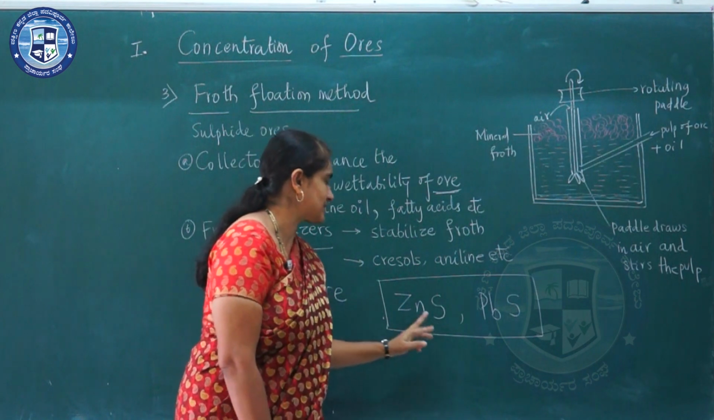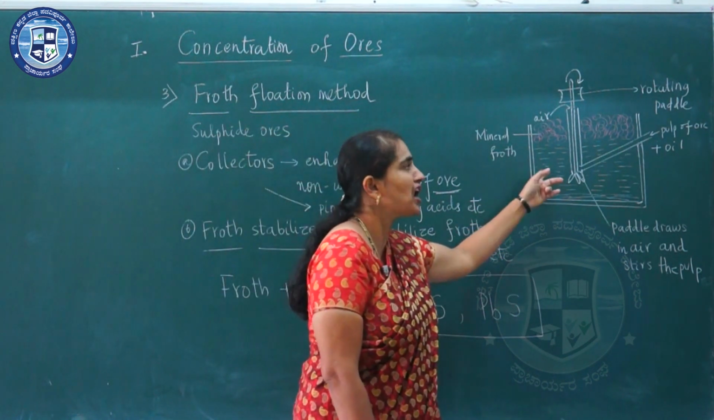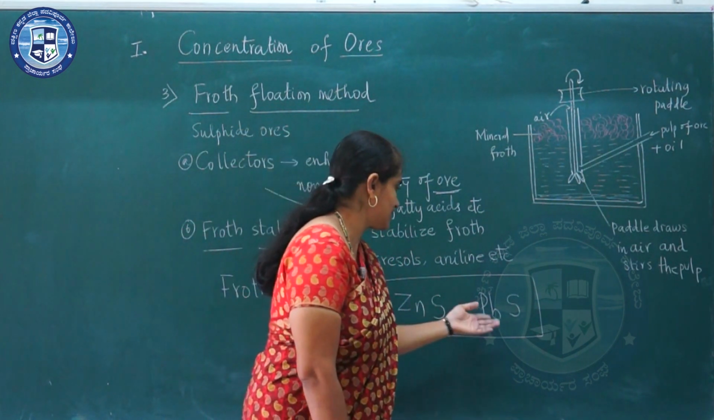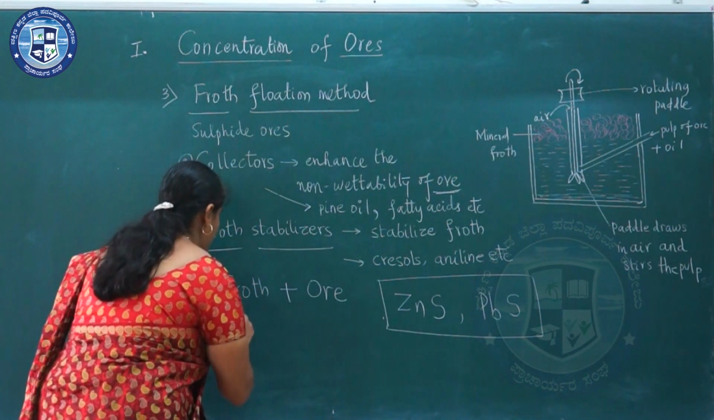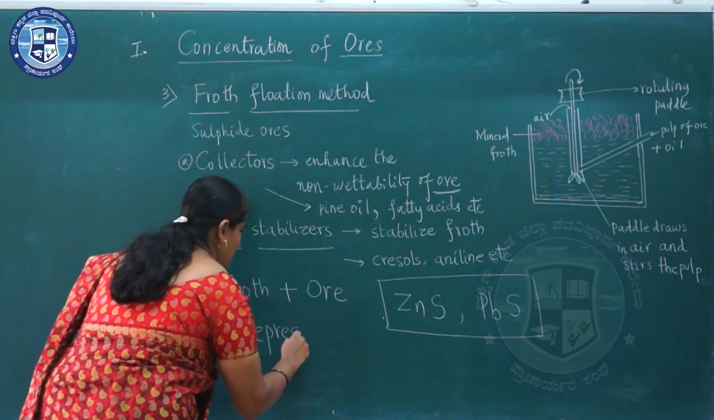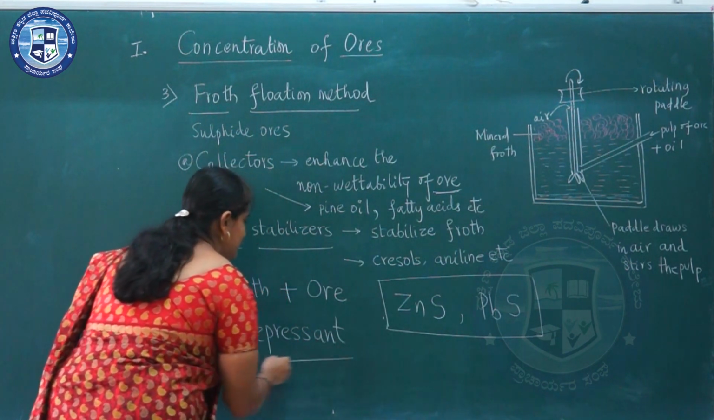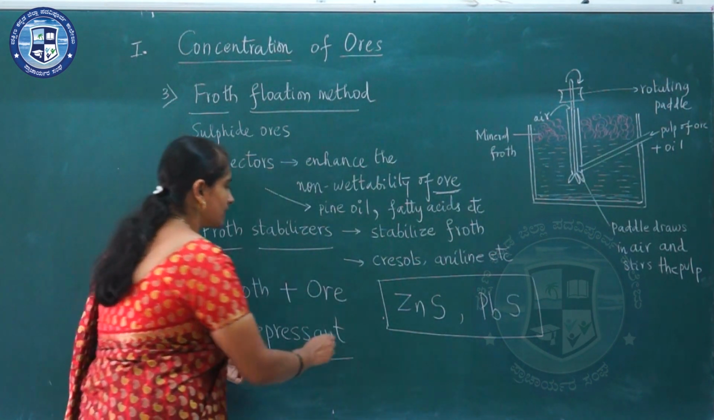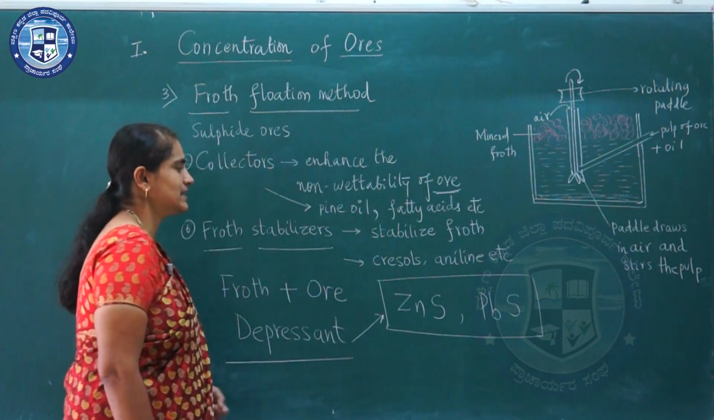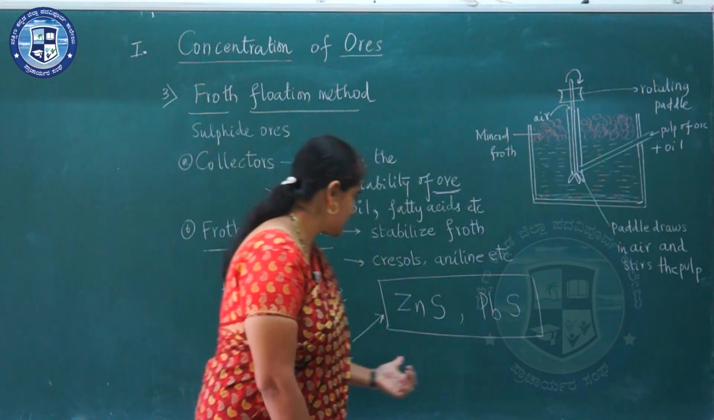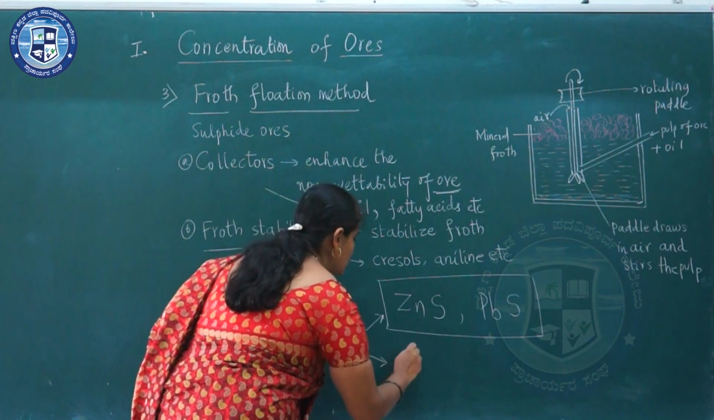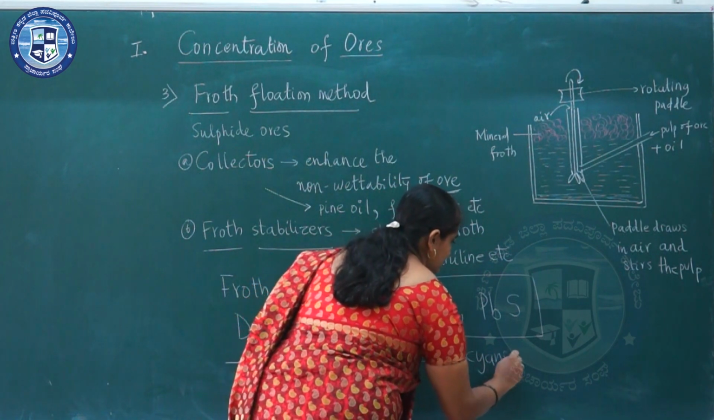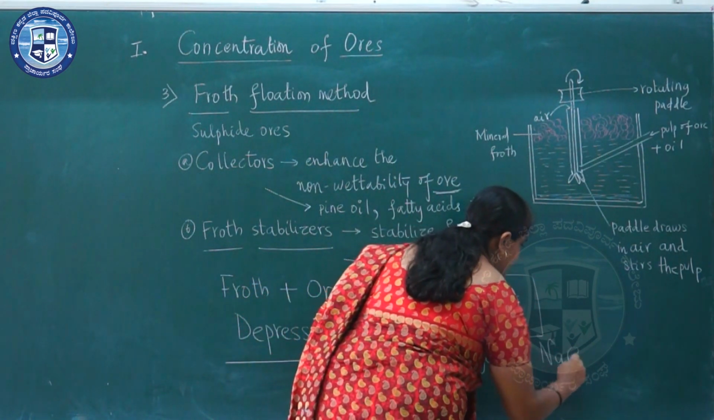We can do it by two methods: either by adjusting the water to oil ratio, in which case we can separate the two, or by adding a depressant. This can be asked: name the depressant used, something as such. So the depressant can be added. Now in order to separate these two, that is zinc sulfide and lead sulfide, the depressant added is sodium cyanide, with the formula NaCN.